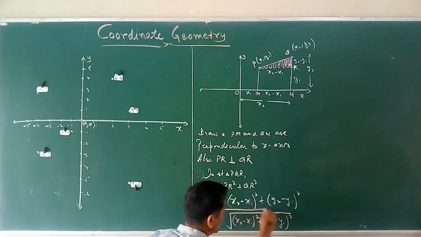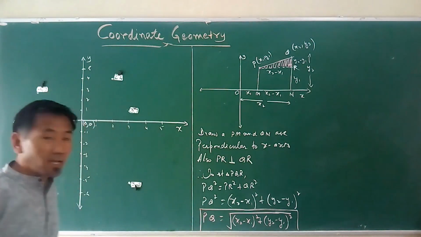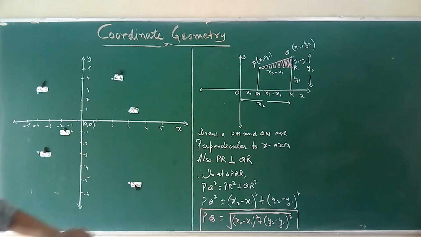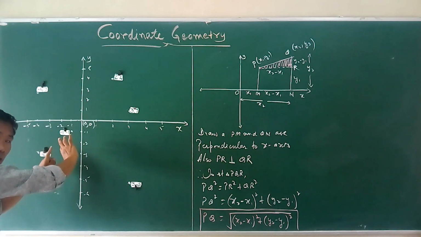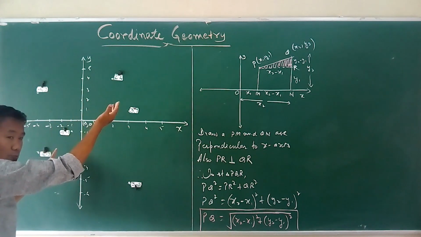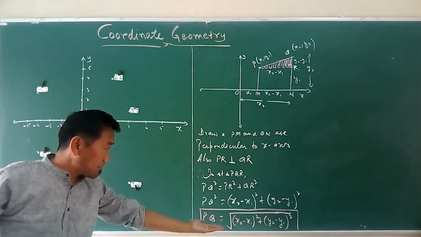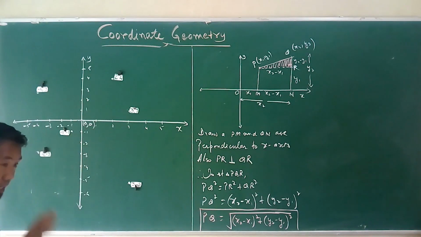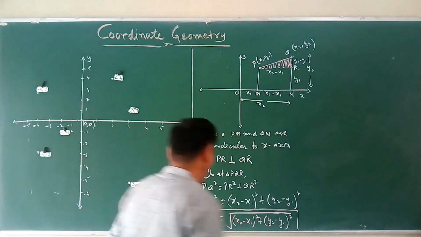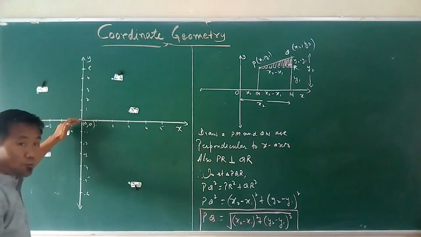So we get the formula. The formula is for the points x1, y1 and x2, y2 and the distance between them. Now what is the case of the origin?